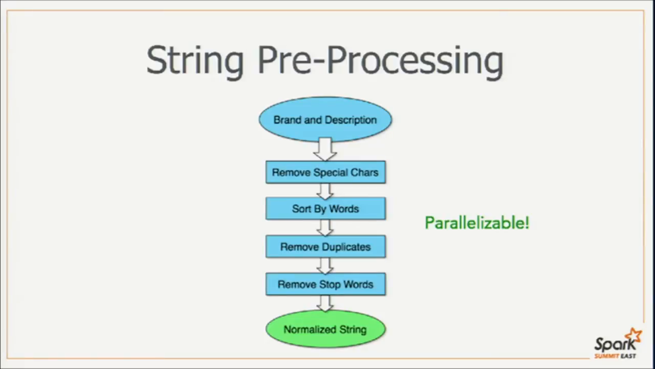We sorted all the words in the brand and description string to make the process order independent, and we removed duplicate elements, which appeared a lot because users tend to add the brand in both the brand and the description of each food item. Afterwards, we end up with a normalized string for the brand and description. This process is independent for each food item, so it can be run in parallel and sped up significantly using Spark.